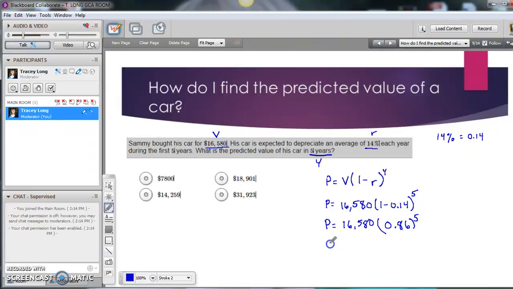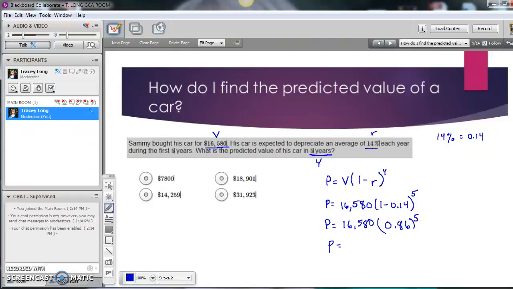All right, order of operations tells me that next I have to do my exponent. So I'm going to say 0.86 raised to the 5th power. And I get a big long decimal, okay? That's approximately equal to 0.47. So if you're doing it along with me, 0.86 raised to the 5th power is about 0.470427018. But I'm not going to write all that here. I'm just going to take it while it's still in my calculator. I'm going to multiply it times the original purchase price of the car, which was $16,580.